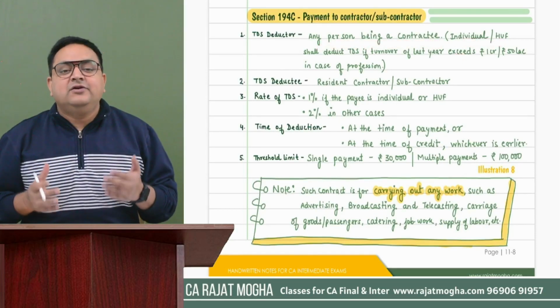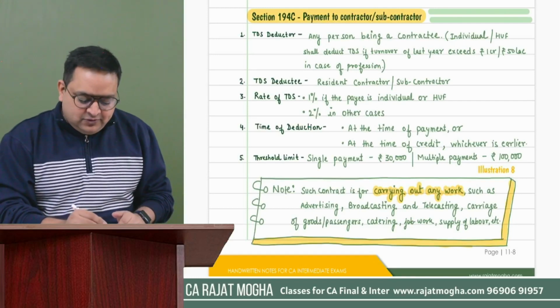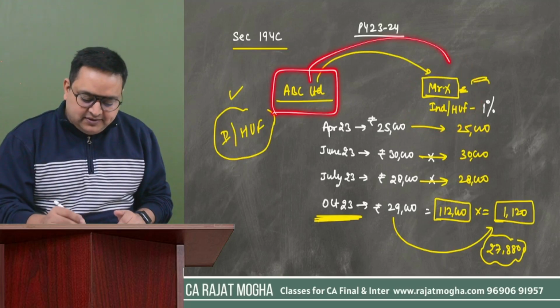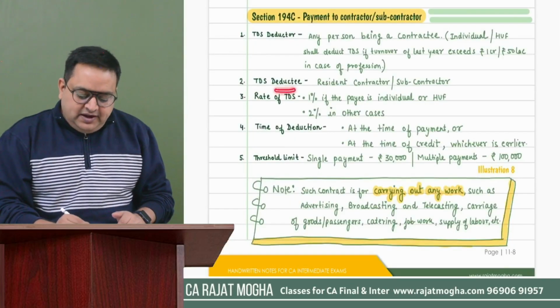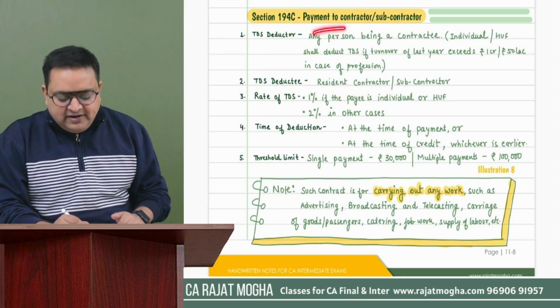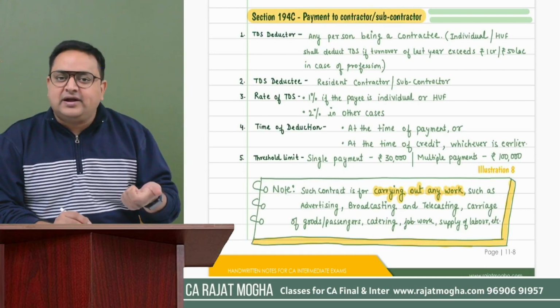Who is the contractee? The one who gives the contract to that contractor, right? So this person is the contractor. We are the contractee, right? So the TDS deductee could be any resident contractor or subcontractor. This section will apply even in case of contract and also in the case of a subcontractor.